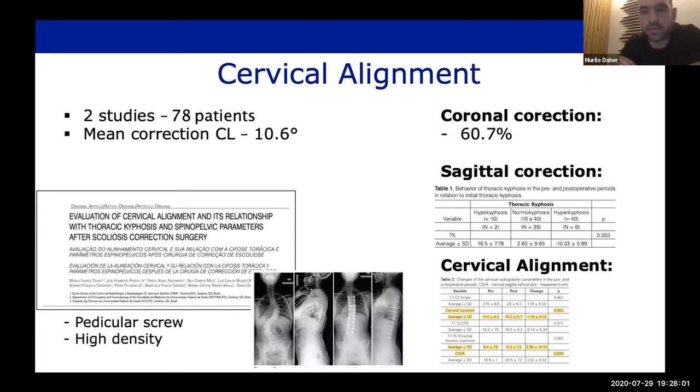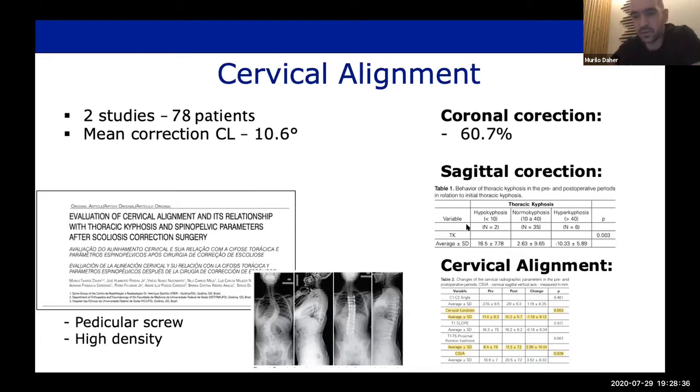So when we compare these results with our results, we have a publication here from our service with high density pedicular screws in the thoracic spine, not only thoracic but thoracic and lumbar spine. And these results are quite similar to the literature and to the results that we had in this review. So in our population here in our center, we have a mean of 60.7 coronal correction with pedicular screws.